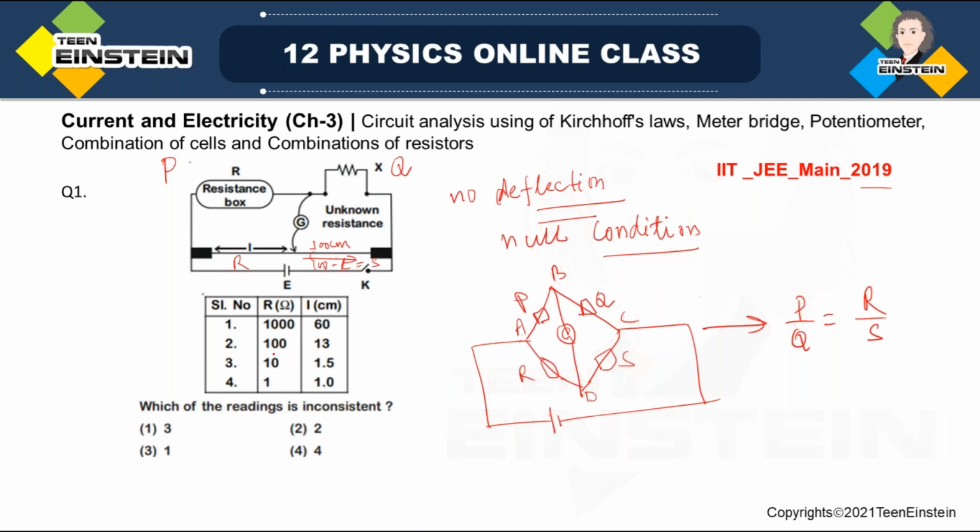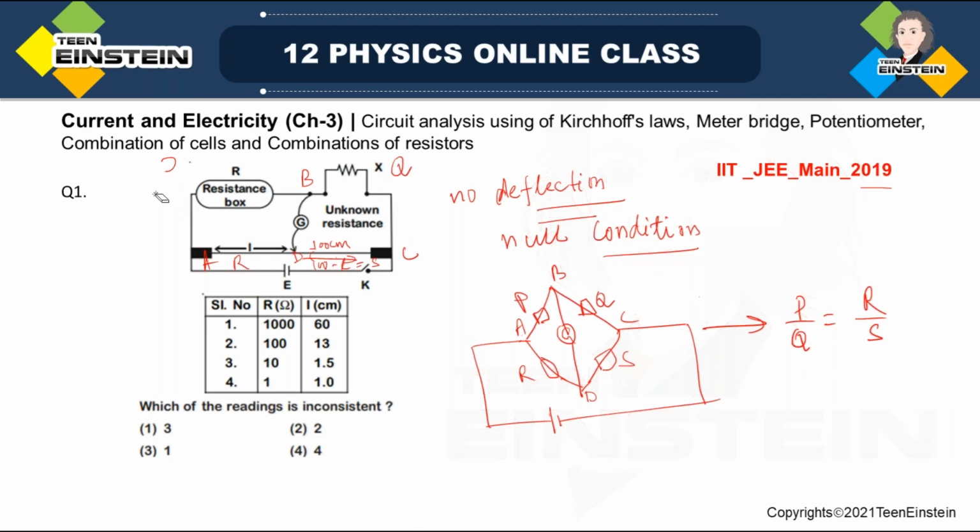Second case: when the resistance box is adjusted to 100 ohm, the null position is found at 13 centimeter from this particular position. So this is A and C, this is B, and this is D here.